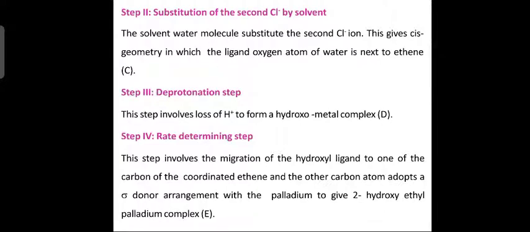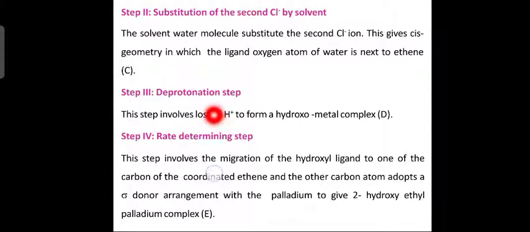What is step 2? Step 2 is called the substitution of the second chloride by solvent. The solvent water molecule substitutes the second chloride ion, and this will give cis geometry in which the ligand oxygen atom of water is next to the ethene carbon.